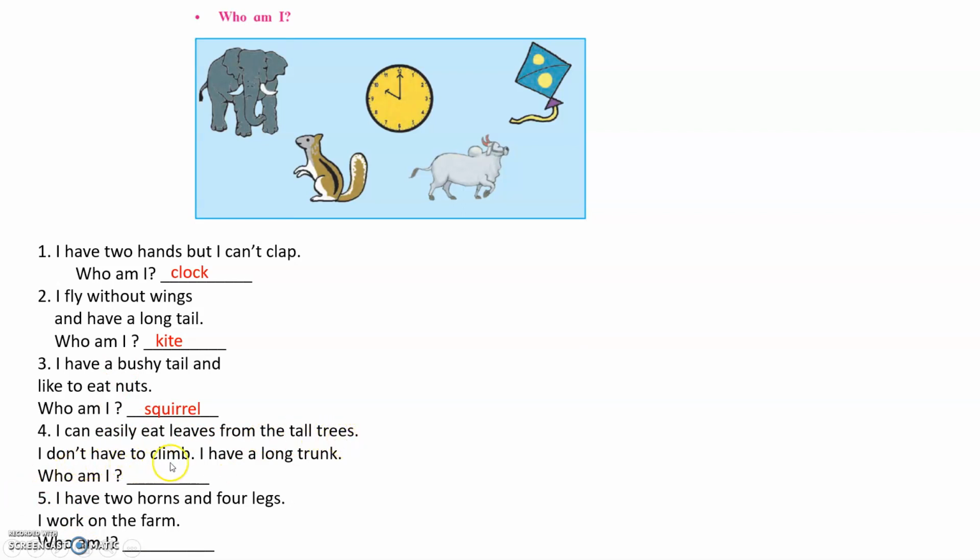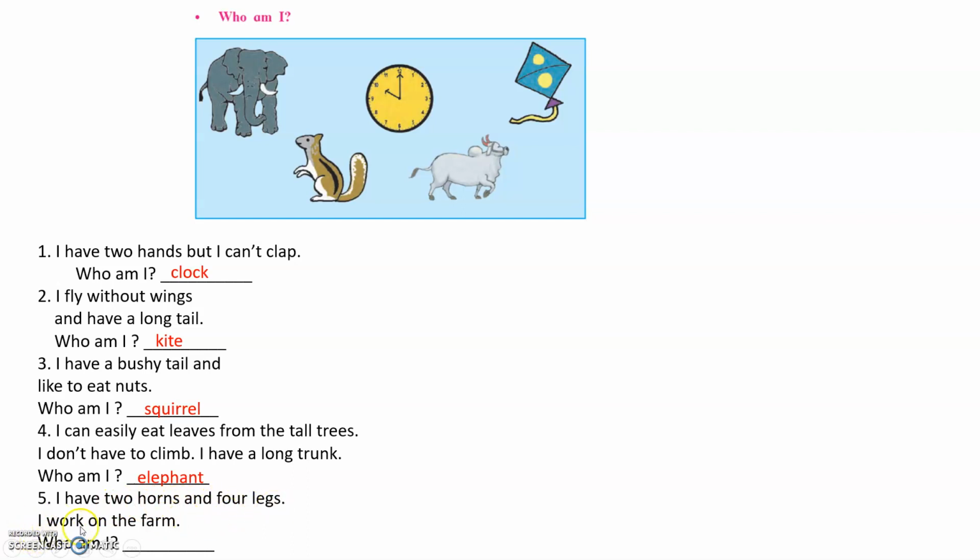I can easily eat leaves from the tall trees. I don't have to climb. I have a long trunk. Who am I? Now this animal has got a long trunk. And what is this animal? It is an elephant.